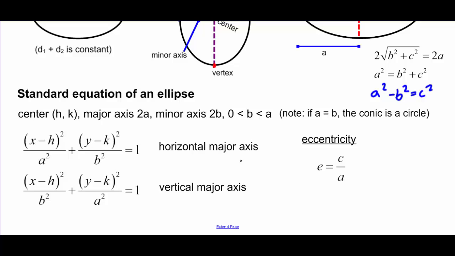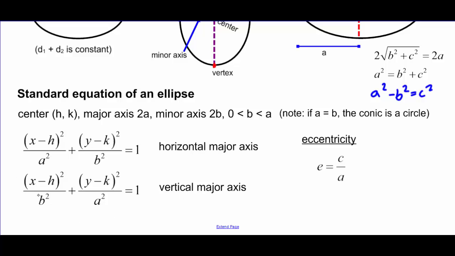The standard equation has two forms. The first is when you have a horizontal major axis. This is like if you had a circle and squished it from the top and bottom, so it's wider than it is tall. The second version is a vertical major axis, like if you took a circle and squeezed it from the sides, so it's taller than it is wide.